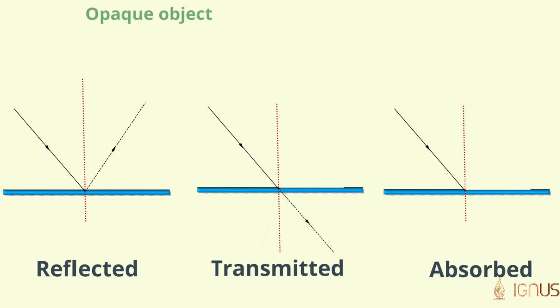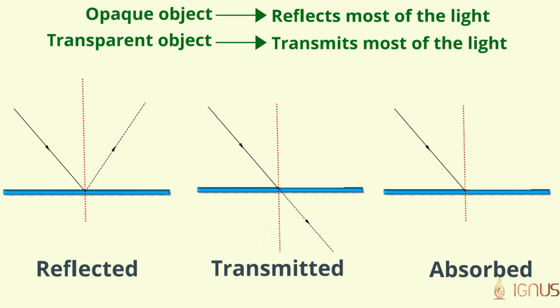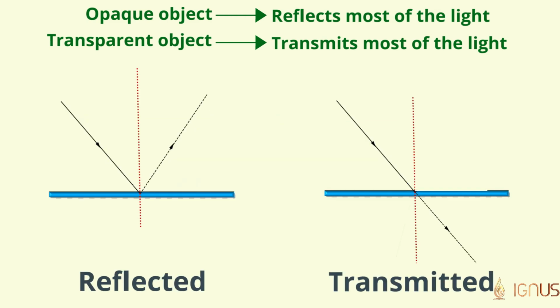If an object is opaque, then it will absorb or reflect most of the light back. If it is transparent, more light will be transmitted. Can you think of examples for these two? The surface of a mirror is shiny and opaque and most of the light rays are reflected from it. On the other hand, glass is an example of a transparent object. It will transmit most of the light.